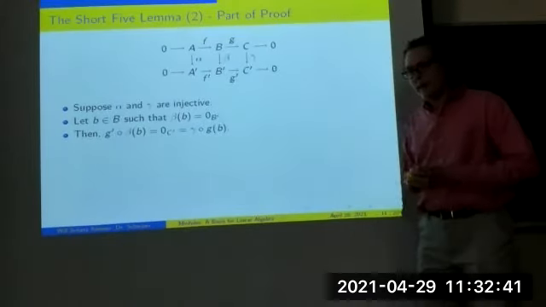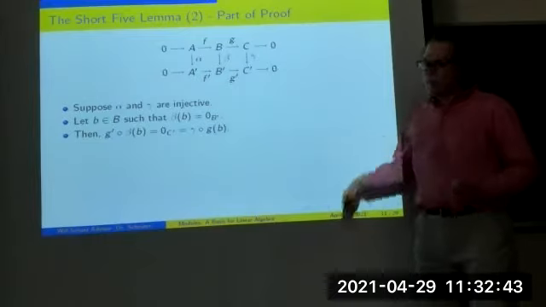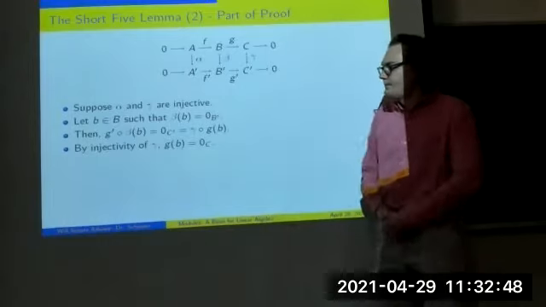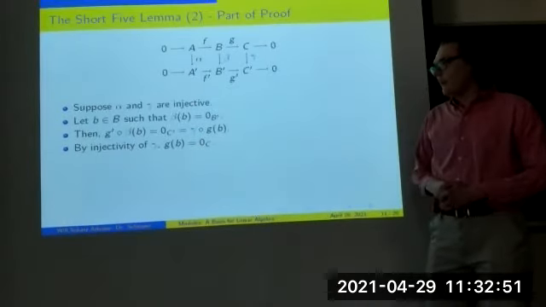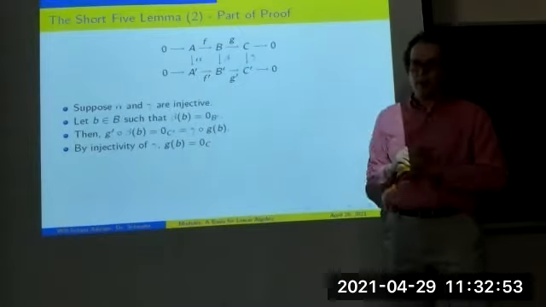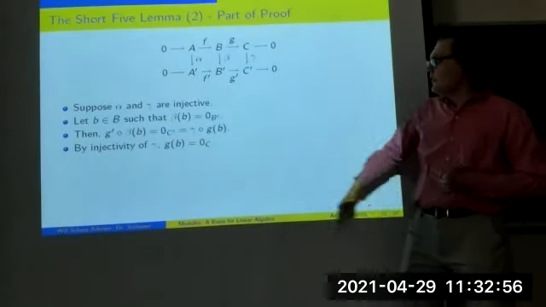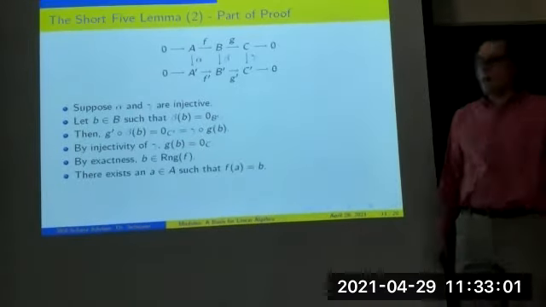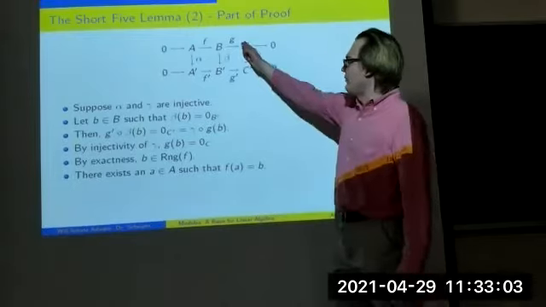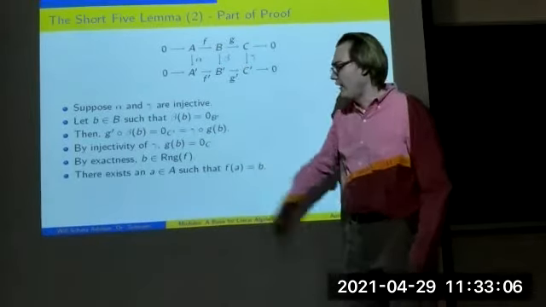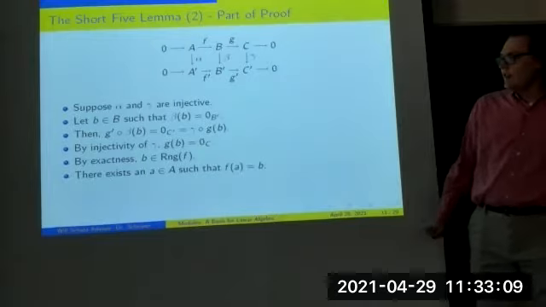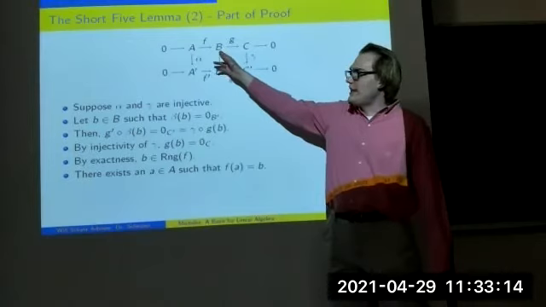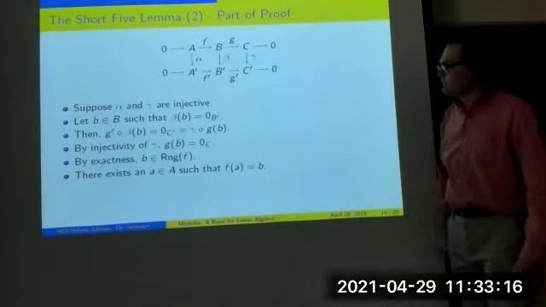That's helpful because gamma is, by assumption, injective. So we can pull that back and say that g of b is 0. And that is helpful because we can now use the top row being a short exact sequence. So this is saying that b is in the kernel of g. So that means that b is in the range of the previous homomorphism in the sequence, which is f. So that, of course, means that there is an a in A that is getting mapped to b under f.